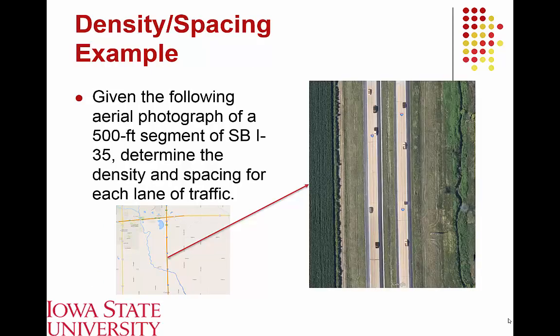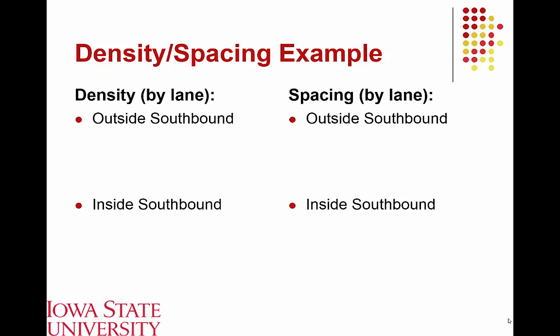And as a quick demonstration, we'll go through this example 500-foot segment of southbound I-35 here near Ames and calculate the density and spacing for the southbound traffic lanes. We see 2 vehicles traveling in the outermost southbound lane, 3 vehicles traveling in the inner lane. And from that diagram, we are able to calculate the density and spacing of both lanes.